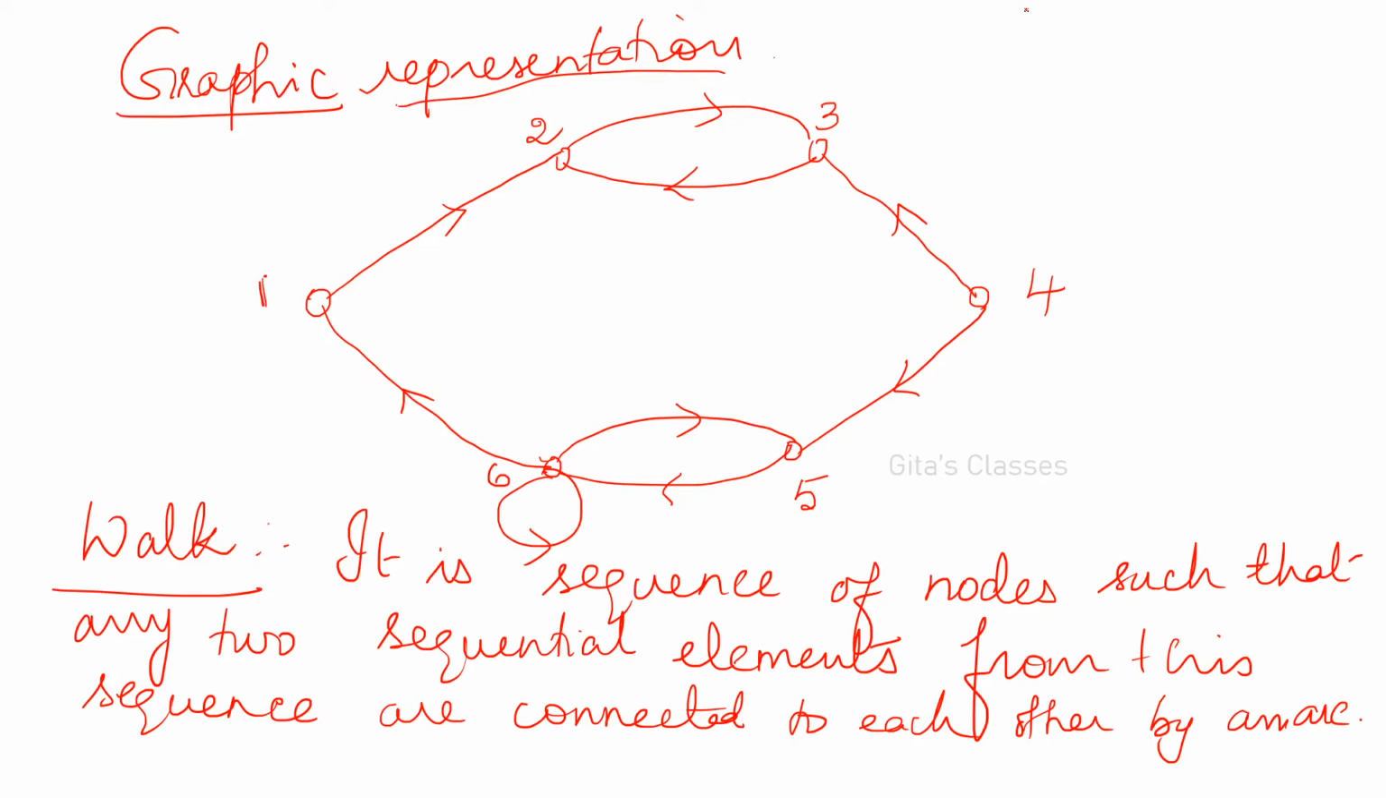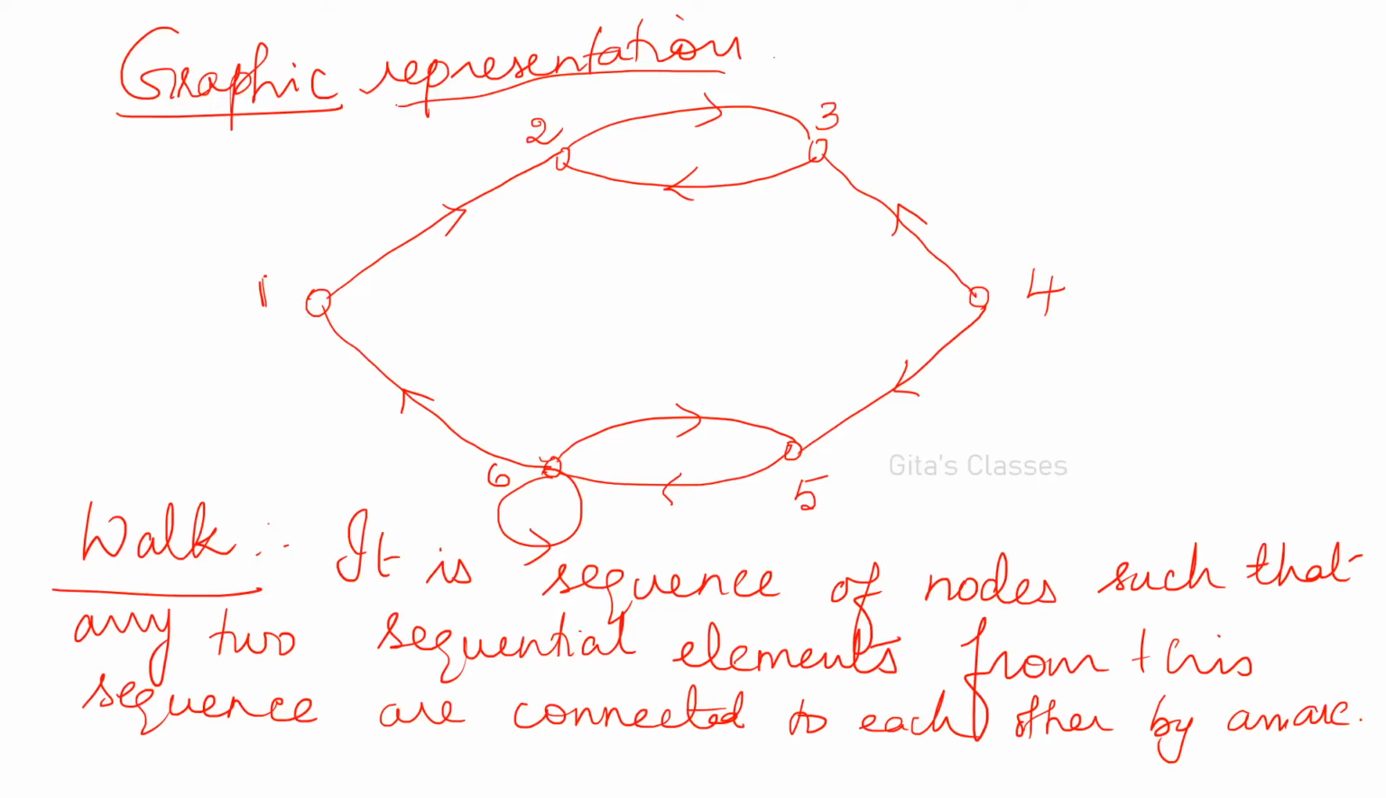For example, there is a walk from 1 to 3. If you consider 1, then 1 to 2, then 2 to 3 you can go. Similarly, if you consider 4 to 1, there is a walk: 4 to 5, then 5 to 6, then 6 to 1. There is a walk. So whether there is a walk means whether they are accessible or not. That is the meaning of walk.